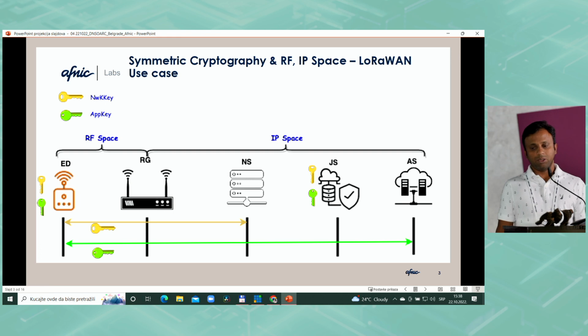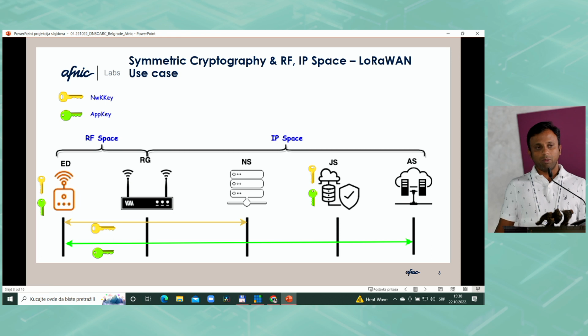Here is the architecture of LoRaWAN. LoRaWAN is a star topology where you have the end device on the left, and there is a gateway. The communication between the end device and the gateway is done through a radio frequency technology called LoRa, long range. And from the radio gateway to the different servers, we have the network server, NS, application server, AS, and a join server, JS, which are in the IP space. So it's the common internet protocol that is used.